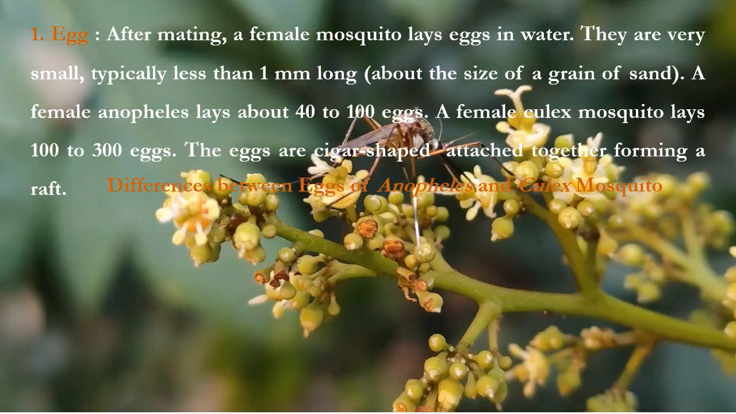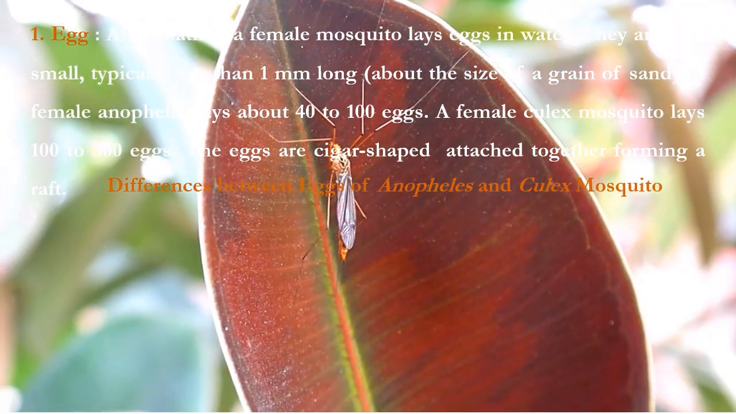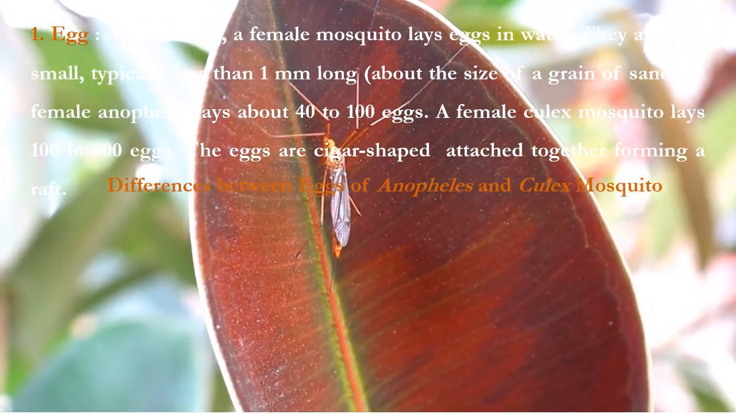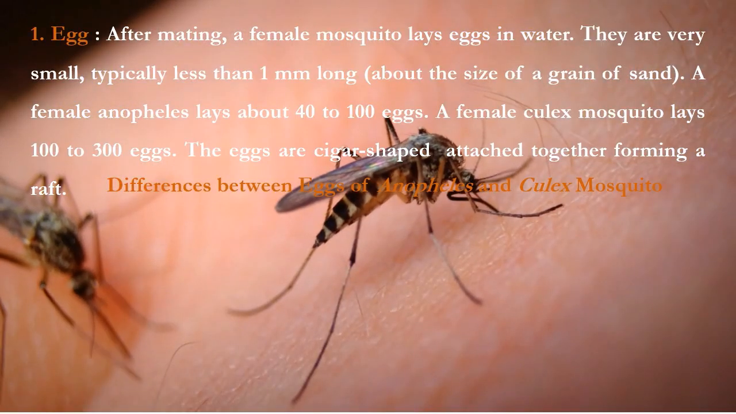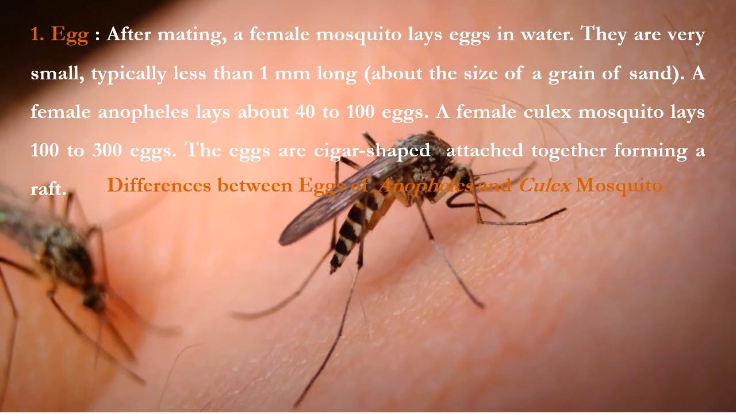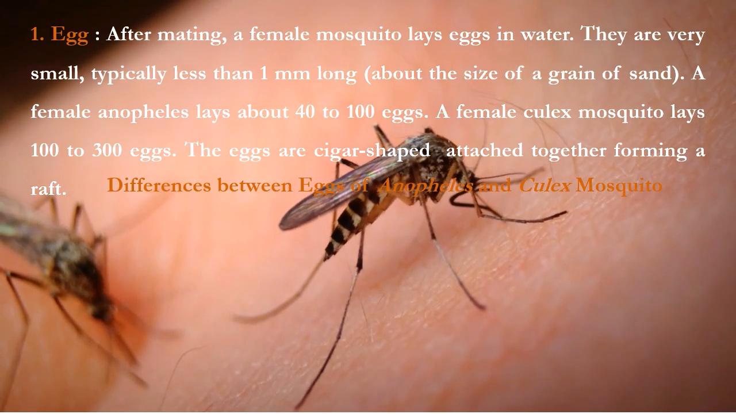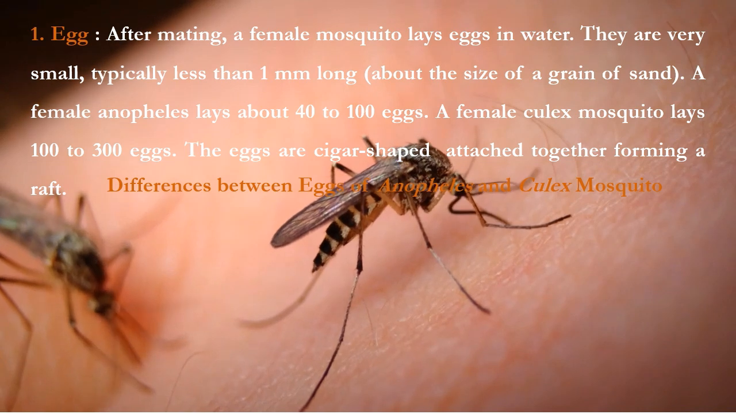Eggs of mosquitoes. After mating, female mosquitoes lay eggs in water. They are very small, typically less than 1 mm long, about the size of a grain of sand. A female Anopheles lays about 40 to 100 eggs. A female Culex mosquito lays 100 to 300 eggs. The eggs are cigar-shaped and attached together forming a raft.